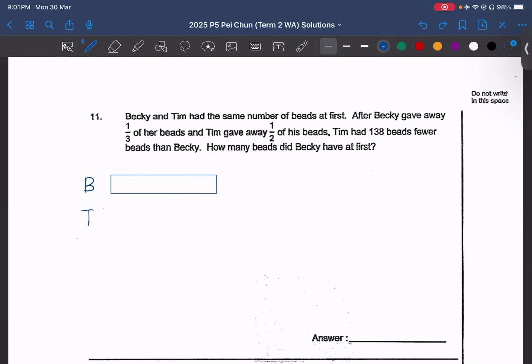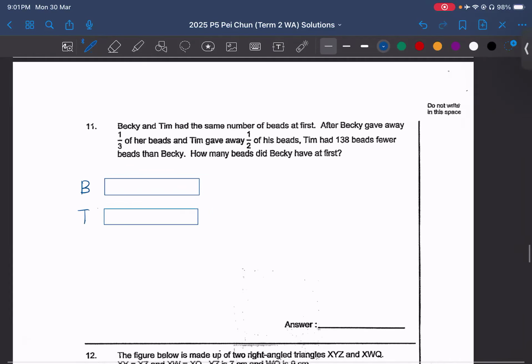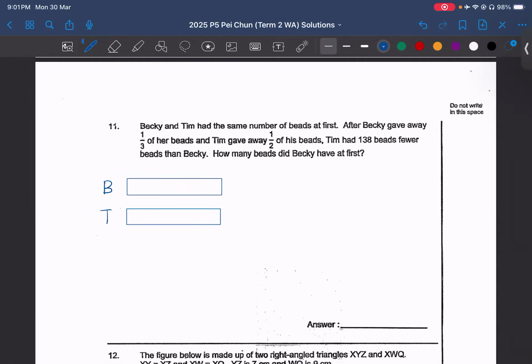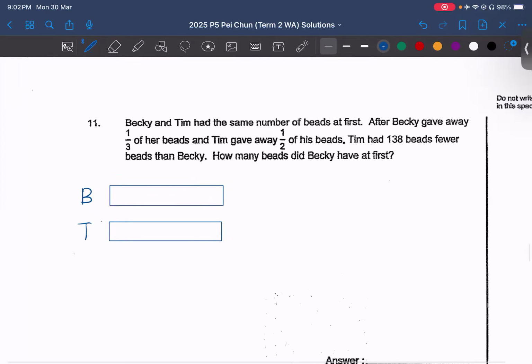Okay, so I'll redraw this, Tim. Try to make sure that they're equal. In this case, Becky gave away 1/3 of her beads. So for Becky, we can cut the model into 3 parts, and then she gave one part away. So I can shade away one part because we gave it away.